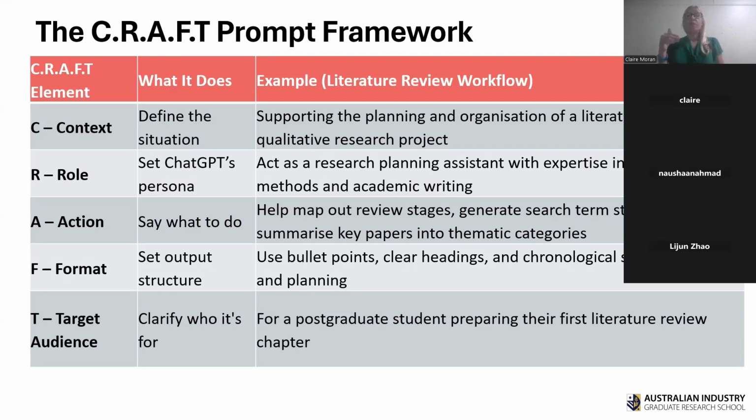So you want them to, for example, help map out review stages, generate search term strategy, summarize key papers. What is the format? So what way do you want the output to be? Do you want bullet points, clear headings, whatever you want it to be? Again, state your output. And who is it for?